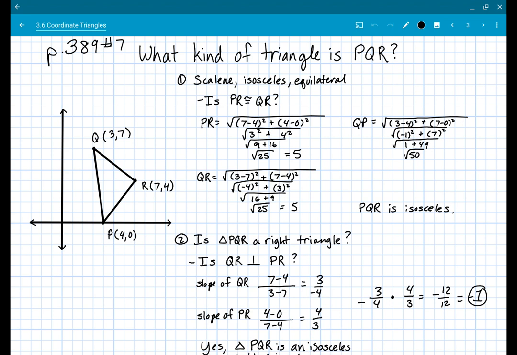Now, if you want to check if something is a right triangle, you're looking at the corner, or the vertex, that is opposite the longest side. So the square root of 50 is bigger than 5, or the square root of 25. So we're looking at the corner that is opposite QP, and that's R. So I want to see if the line segments that make up R are perpendicular to each other. In other words, is QR perpendicular to PR?